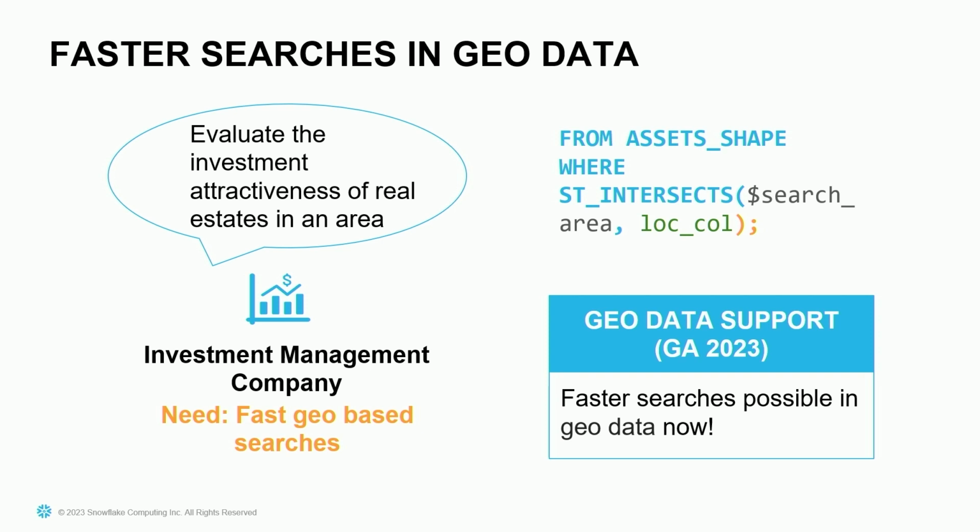Their search in Snowflake looked like this. They used the st_intersects function, and they were specifying a bounding box, which is essentially the area that they want to look for. And the last one is the column which contains their geographical data. So these kinds of searches are much faster in Snowflake now with the search optimization functions.